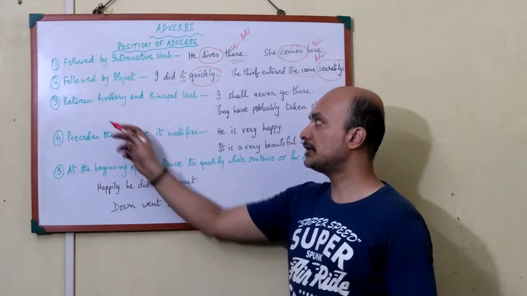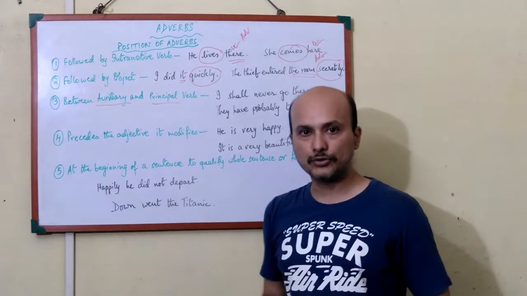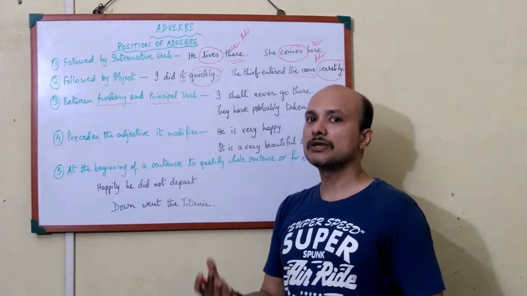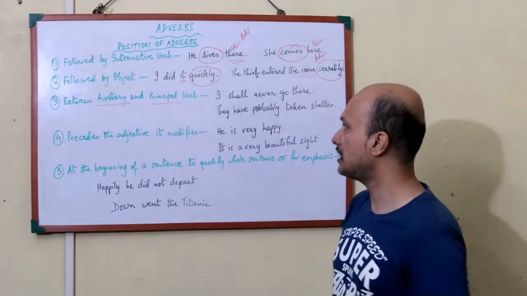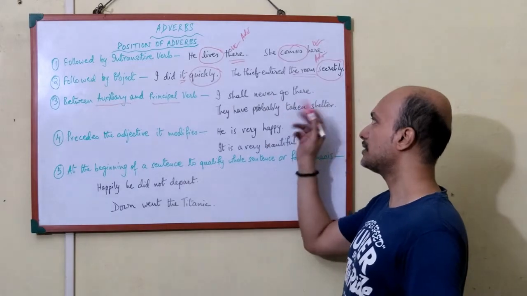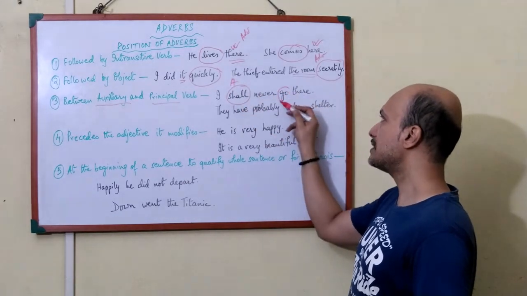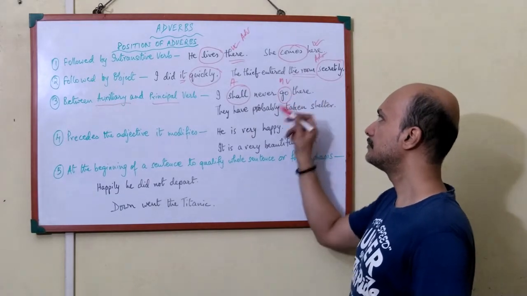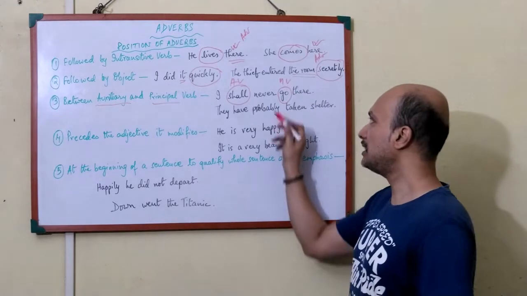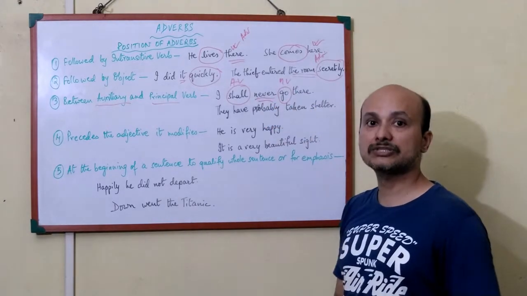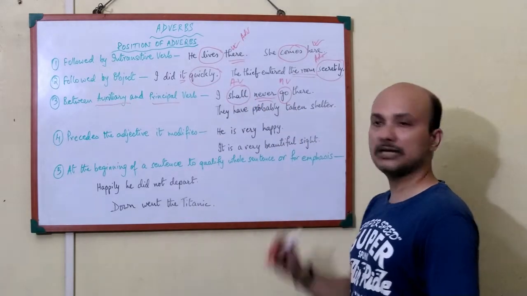Rule number 3, between auxiliary and principal verb. Auxiliary means the supporting verb, you know, and principal is the main verb. Between these two, we sometimes write the adverb. Let's see how. I shall never go there. In this case, shall is the auxiliary verb. Go is the main verb. In between we have the adverb, which is never. That is written between the auxiliary verb and the main verb.